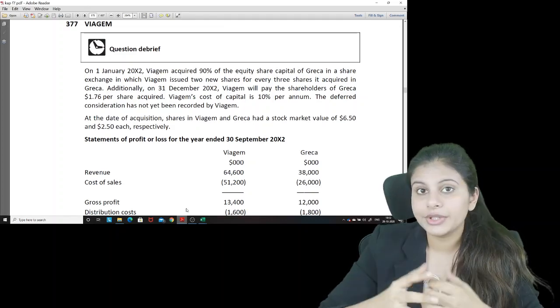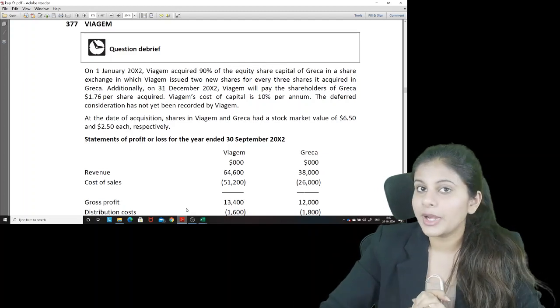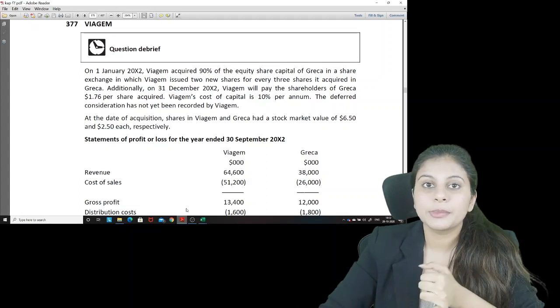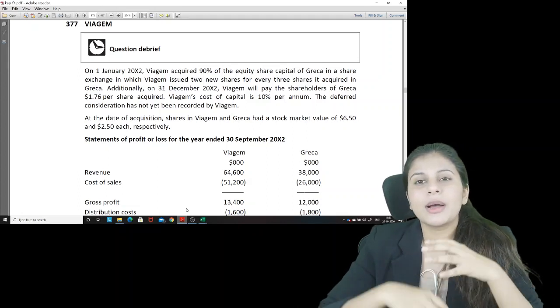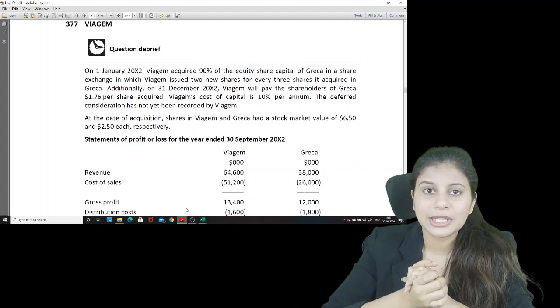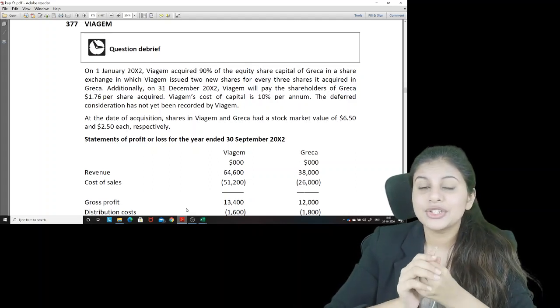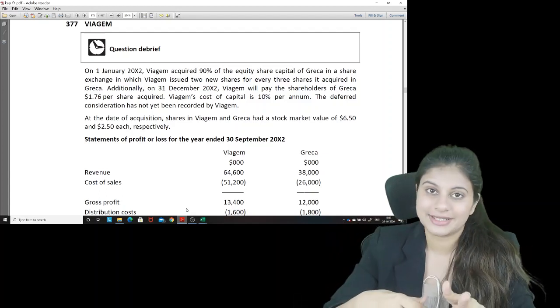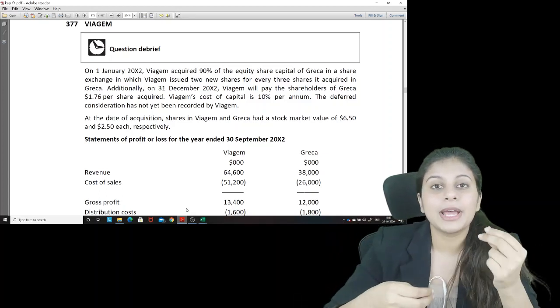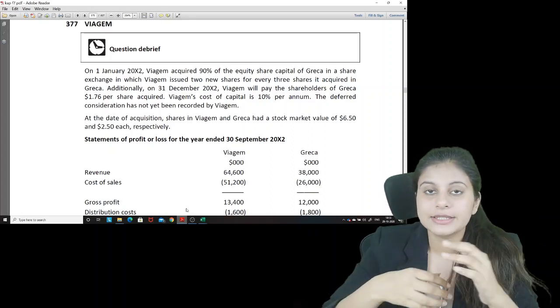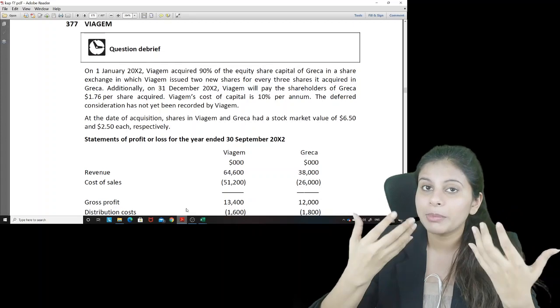And how to learn that? This question is for 20 marks, and ACCA recommends 1.8 minutes per mark. That means around 36 minutes for this question, 20 into 1.8. So I should aspire to manage this question in 36 minutes. Now that can happen by practicing a lot. It will not happen in the first instance, it will take time. You have to keep on practicing.